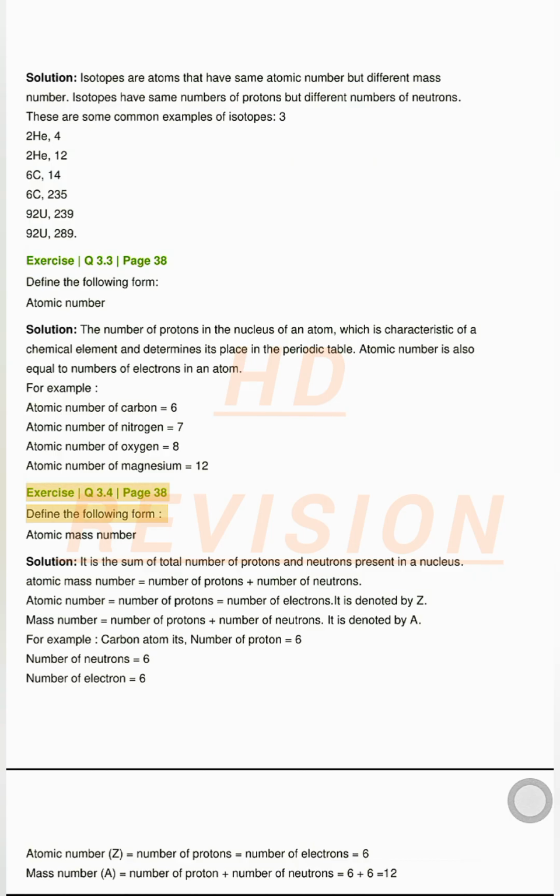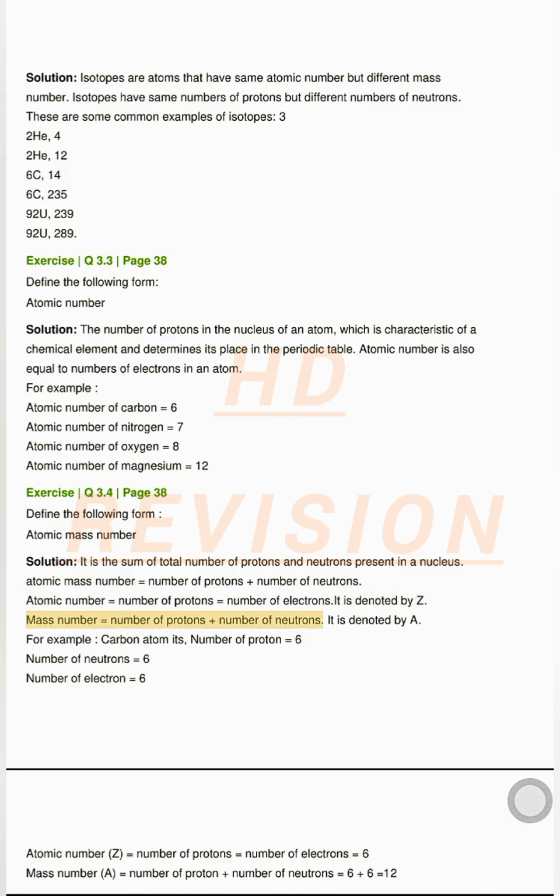Exercise Q 3.4, page 38: Define the following term. Atomic mass number. Solution: It is the sum of the total number of protons and neutrons present in a nucleus. Atomic mass number equals number of protons plus number of neutrons. Atomic number equals number of protons equals number of electrons. It is denoted by Z.